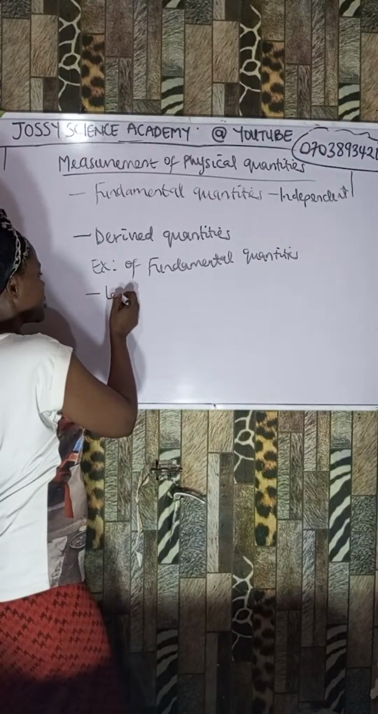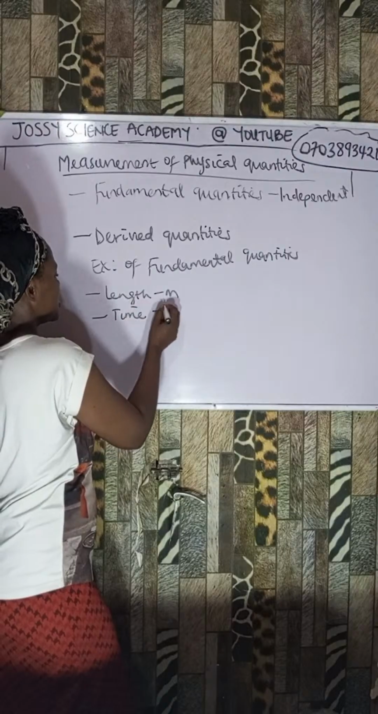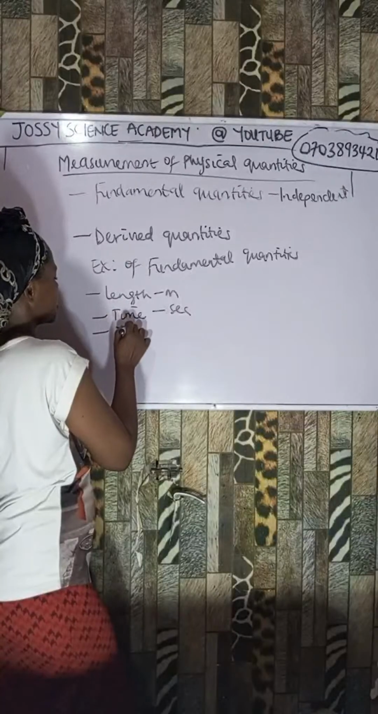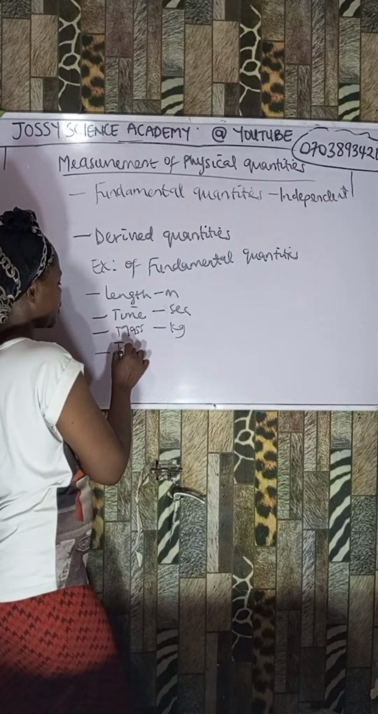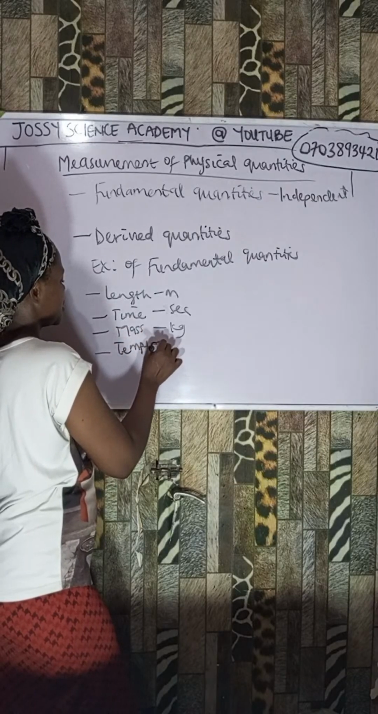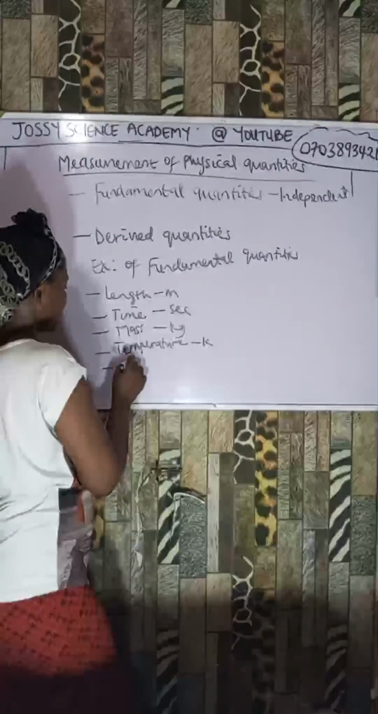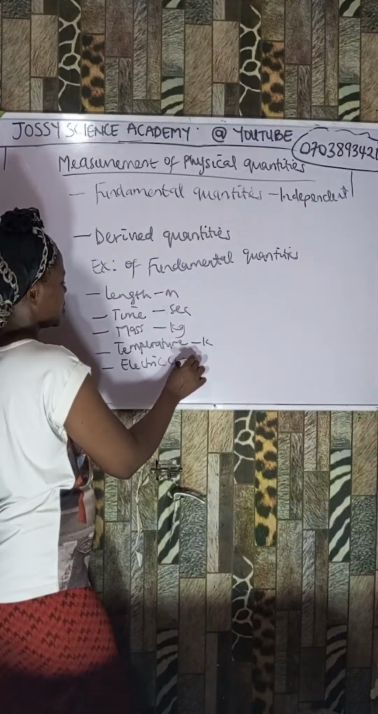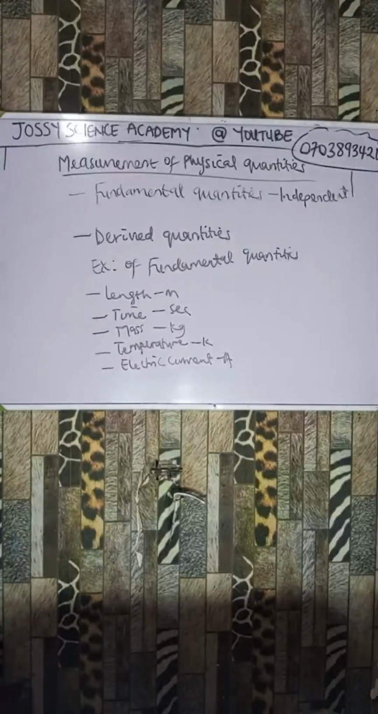So I have length, and unit is meters. I have time, unit is seconds. I have mass, unit is what? Kg. I have temperature, unit is what? Kelvin. Electric current, unit is what? Amperes. Right? Are we together? Do you understand?